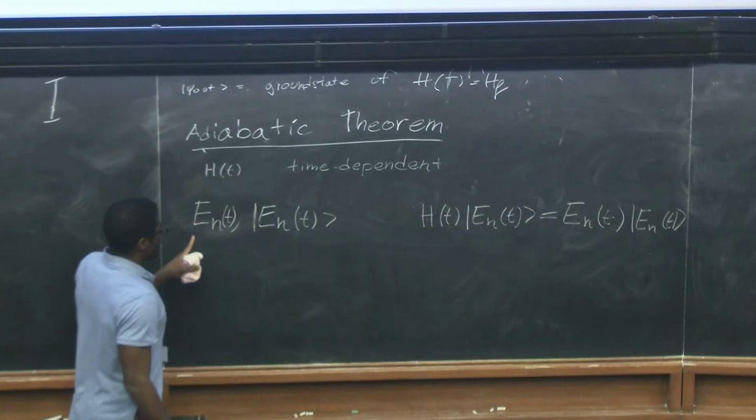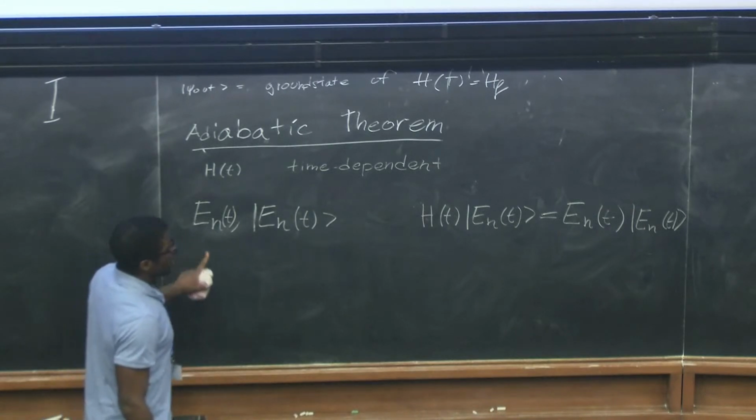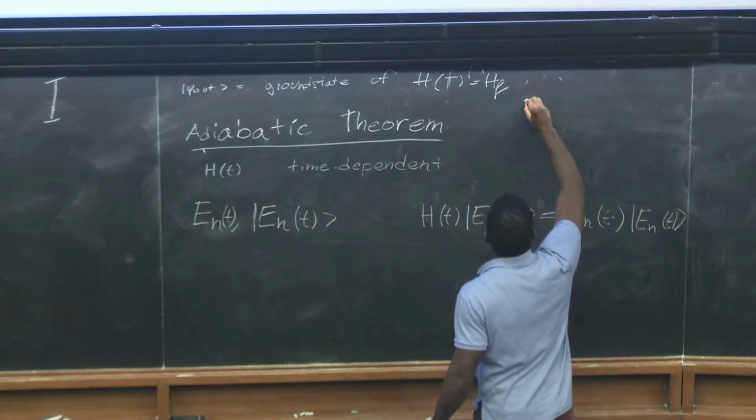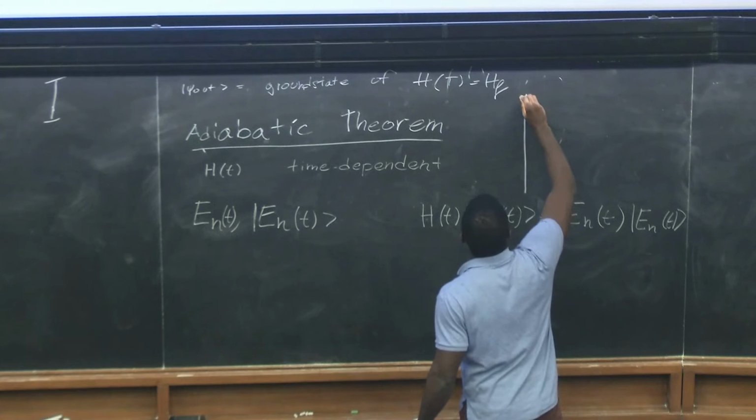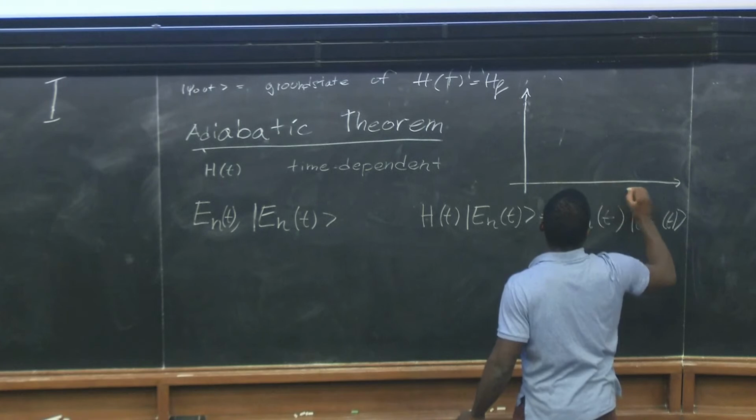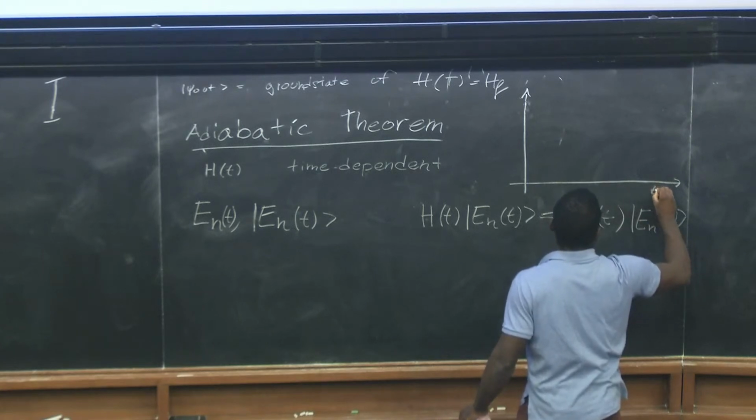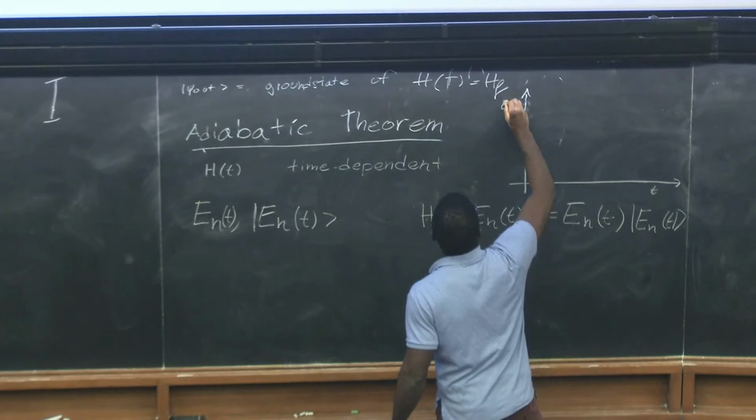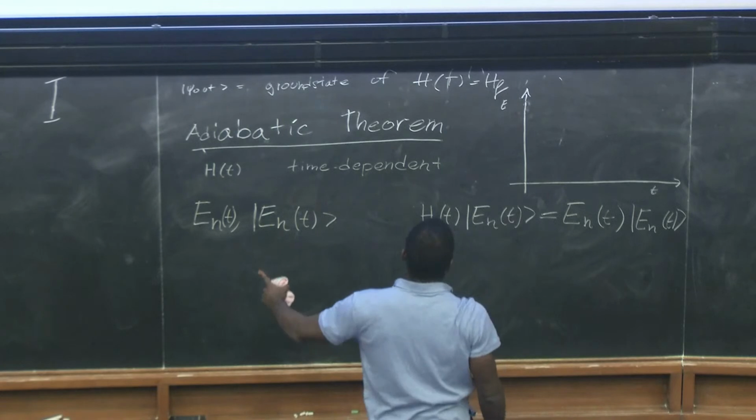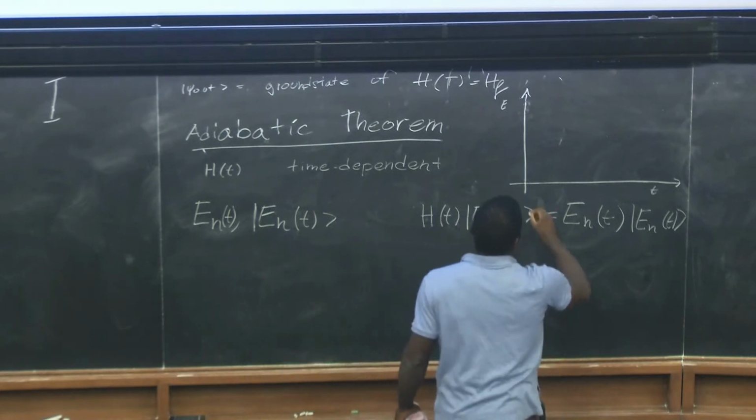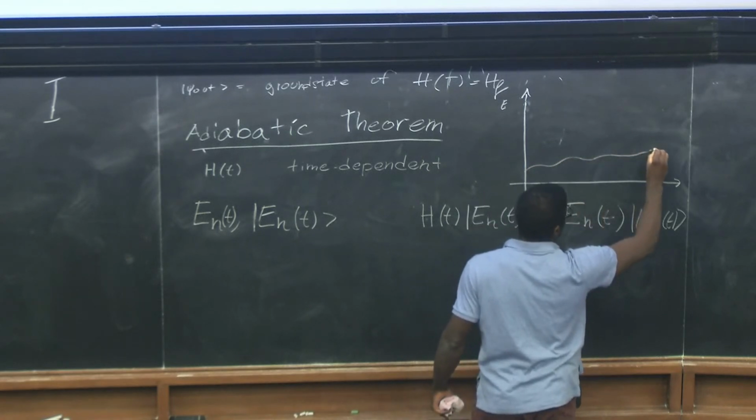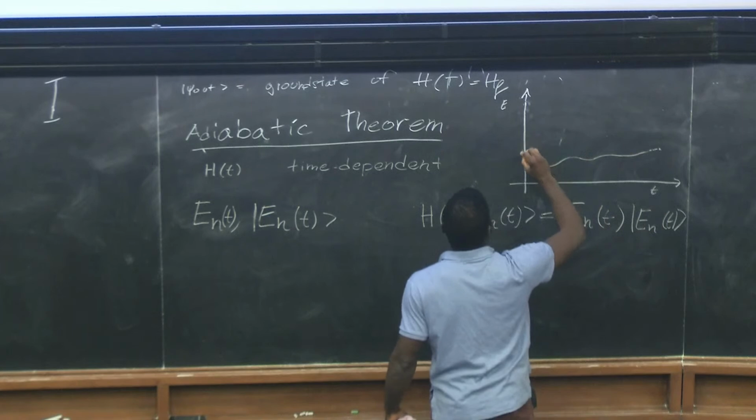Okay, so we have this, and if we look at the spectrum of the Hamiltonian as a function of time, we're going to have energy levels, and we diagonalize the Hamiltonian and look at the spectrum at each time. So we would have the first energy level, which is going to do something like this, which will depend on the time.